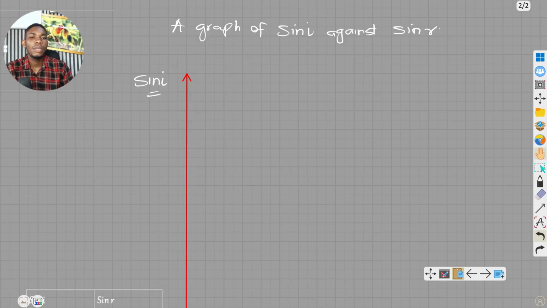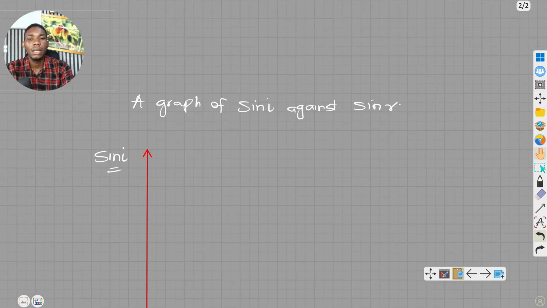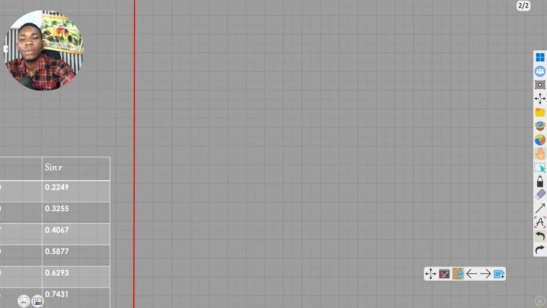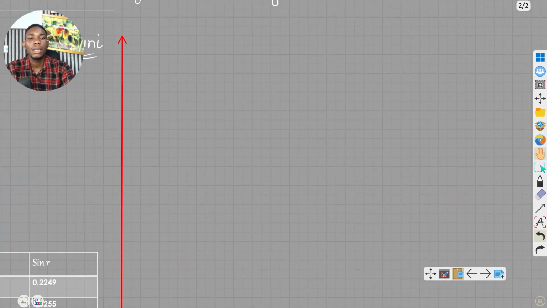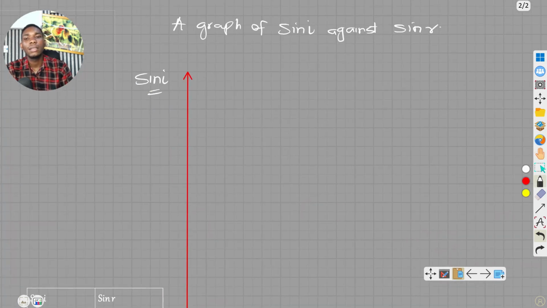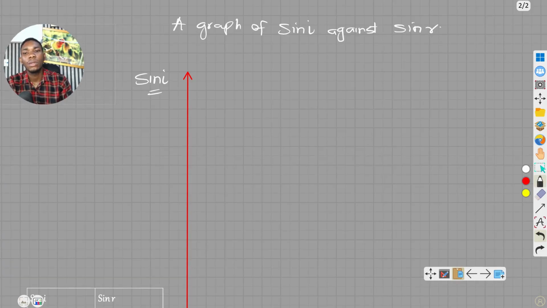Of course, you have this axis, the sine i axis. In the previous practical we did, we did not write the various axes. Please endeavor to write them. I mean the first practical we did here. Then we have sine r, which is the x-axis. Then sine i is the y-axis, so we can put in brackets y, sine i.